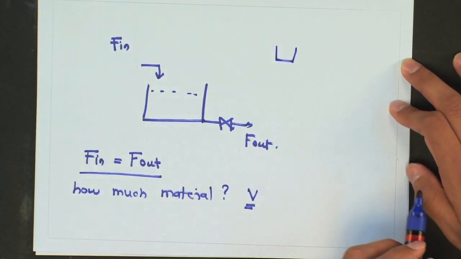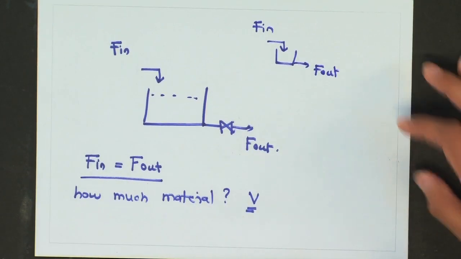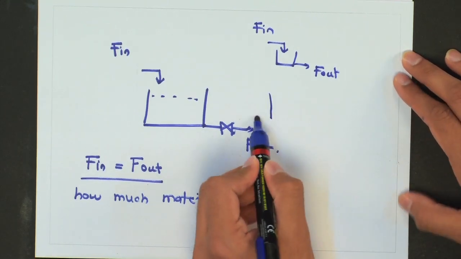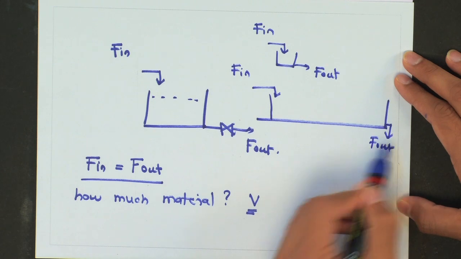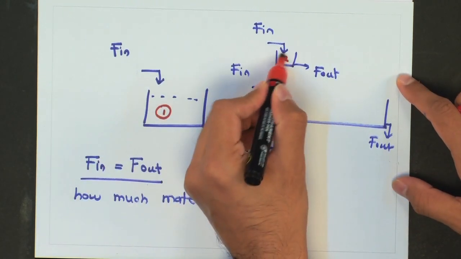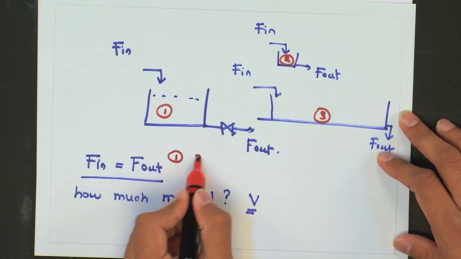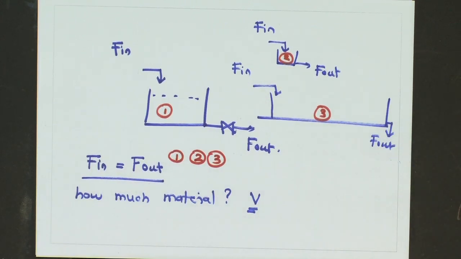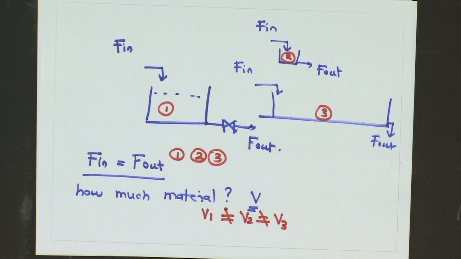The tank may be this small and still I can maintain the same F in equal to F out. The tank may be too big and still I can maintain the same F in equal to F out. So if I take tank 1, tank 2, tank 3, F in is equal to F out for tank 1, tank 2 and tank 3. So in terms of steady state, all these three tanks are similar, but the volume of 1 is not equal to volume of 2, is not equal to volume of 3. So these three systems are different, but in terms of steady state they are giving me the same information.